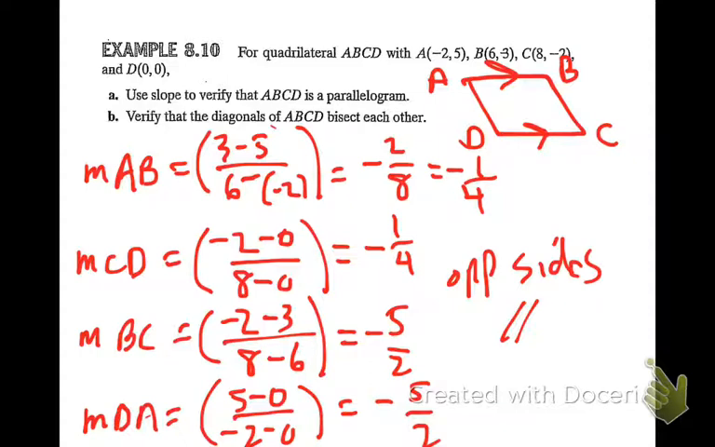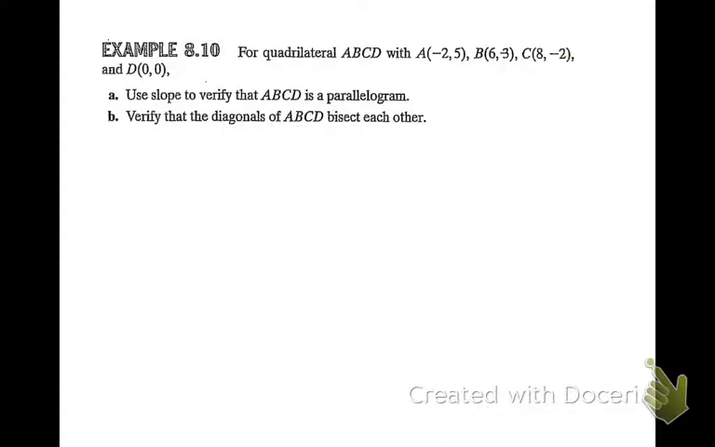All right, everybody got that? Any questions? Now, how are we going to show that the diagonals bisect each other? How could we show the diagonals bisect each other? Because an attribute of a parallelogram is that the diagonals bisect each other. Okay, that's true, but how can we mathematically prove that? We could find the distance of the diagonals and then find the midpoint and then see if the midpoint is the same exact coordinate.